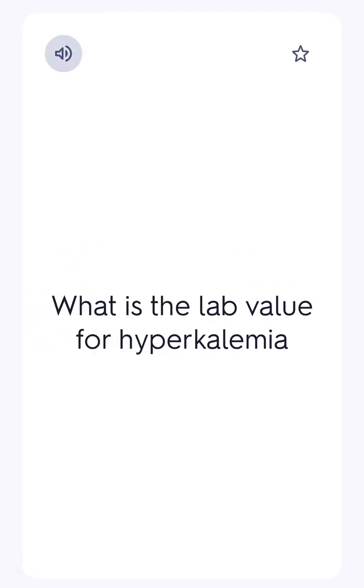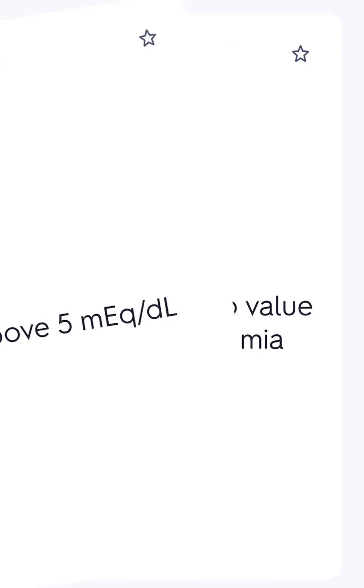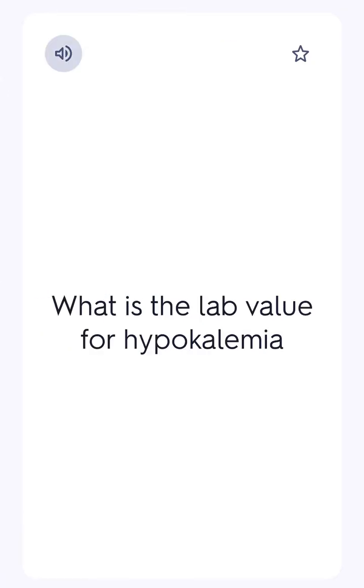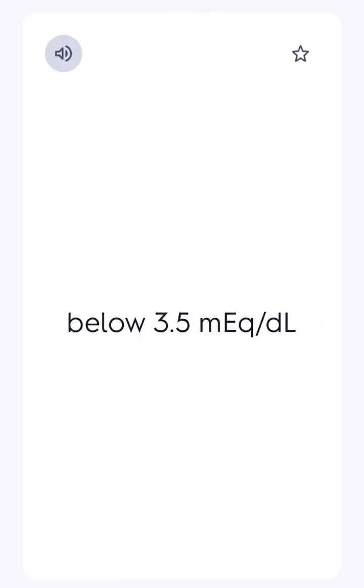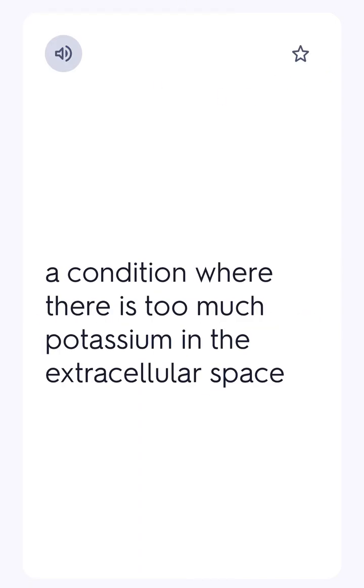What is the lab value for hyperkalemia? Above 5 mg/dl. What is the lab value for hypokalemia? Below 3.5 mg/dl. What is hyperkalemia? A condition where there is too much potassium in the extracellular space.